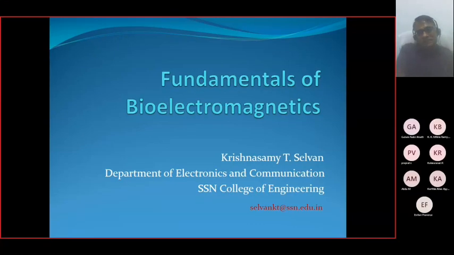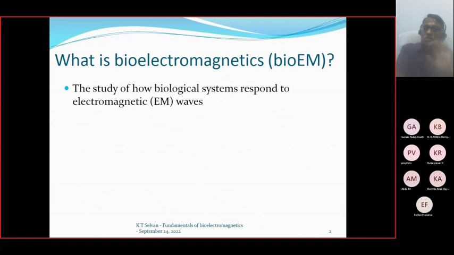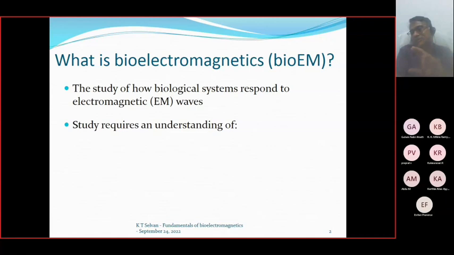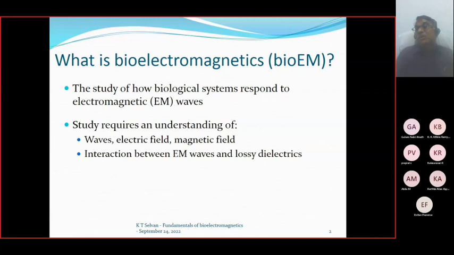So we will start by asking a question as to what bioelectromagnetics means. Bioelectromagnetics is the study of how biological systems respond to electromagnetic waves. And in this study, we need to understand certain fundamental aspects so that we can undertake this study profitably. One is an idea of what a wave is and what are electric fields and magnetic fields. And also, interaction between electromagnetic waves and lossy dielectrics.